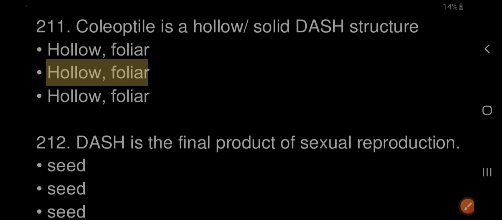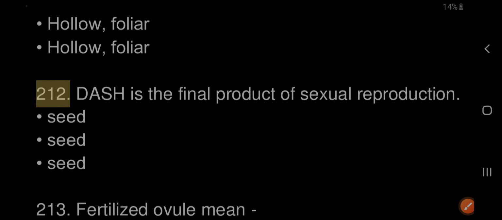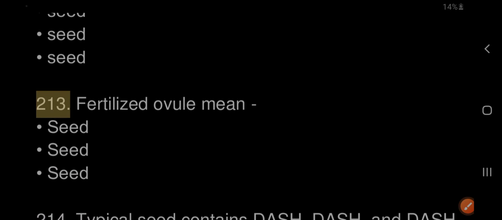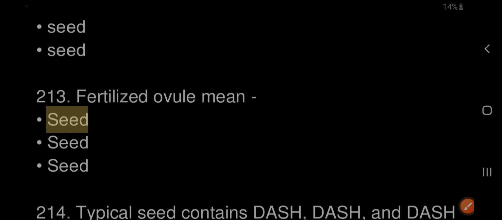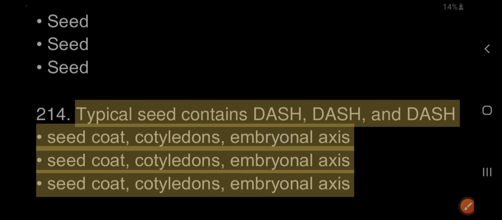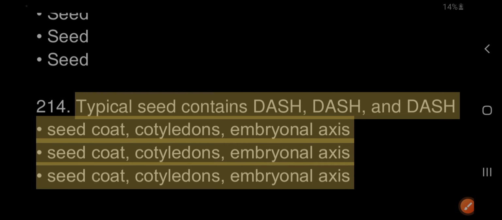212. Seed is the final product of sexual reproduction. 213. Fertilized ovule means seed. 214. A typical seed contains seed coat, cotyledons, and embryonal axis.